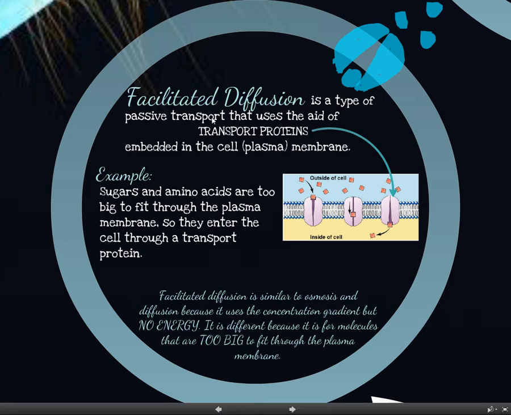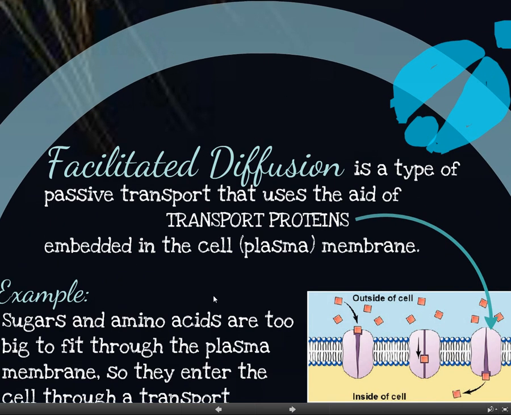However, in this case, it's facilitated, it's helped by certain proteins in the surface of the membrane. And so we'll have a look at that. So facilitated diffusion is a type of passive transport that uses the aid of transport proteins that are embedded in the cell or plasma membrane.